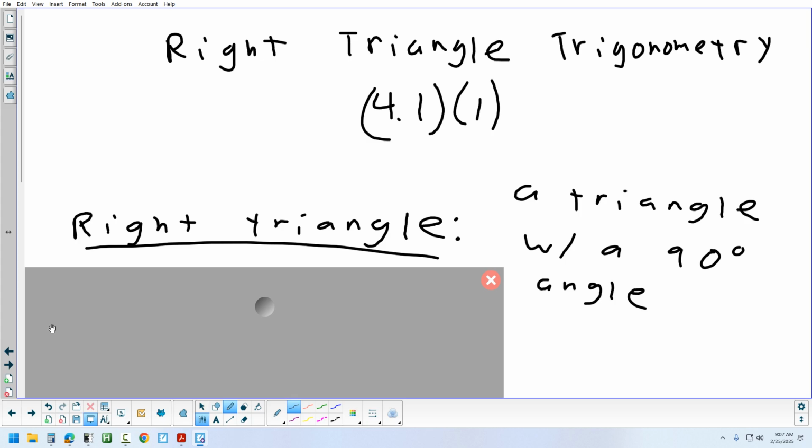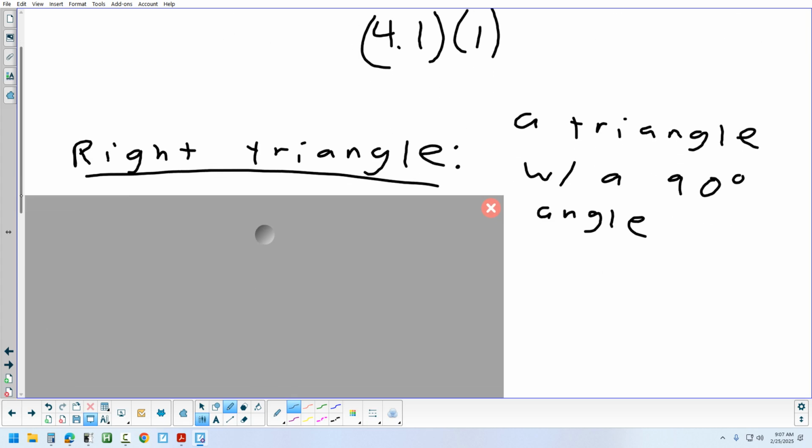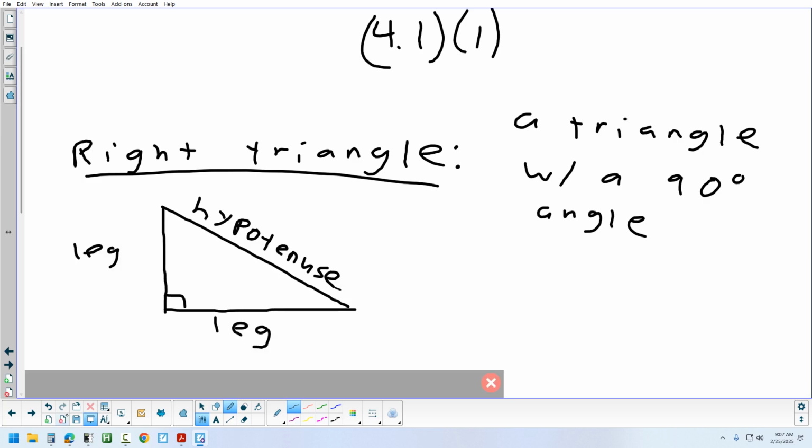When you have a 90-degree angle, that gives us some special names for the sides. What do we call the longest side, across from the 90? The hypotenuse. And then the two other sides that are shorter, we call the legs. And there's certain letters we normally use when we name the sides. We'll talk about those in a minute.